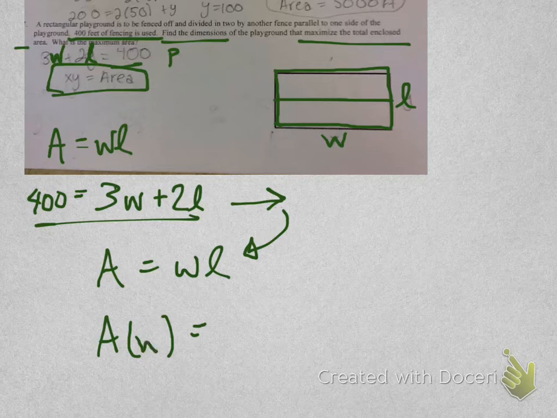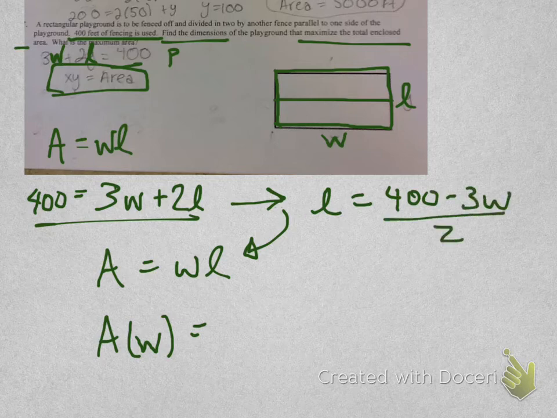Let's do it in terms of W. We want the area in terms of W, so we're going to solve this for L. I'm going to do this in my head. L equals 400 minus 3W, all divided by 2. I just got rid of the 3W first, and then I got rid of the 2. And now that I have done that, I'll change colors to red. Now I can take this equation.